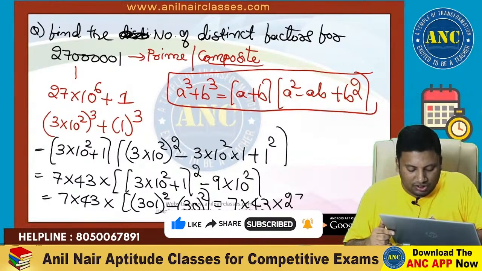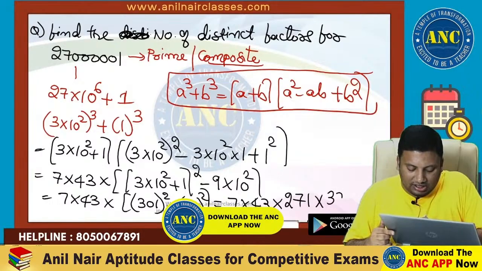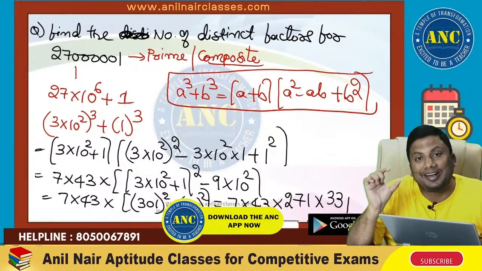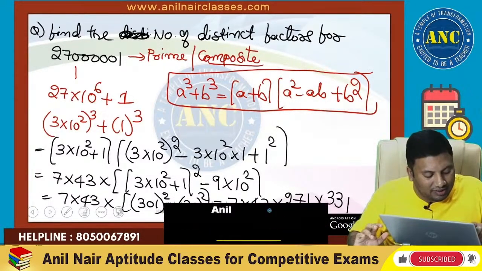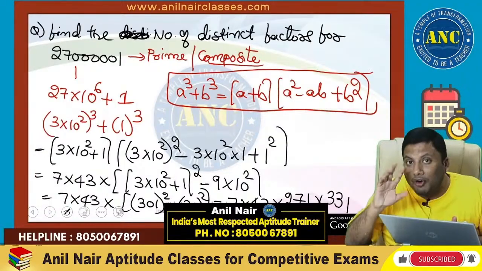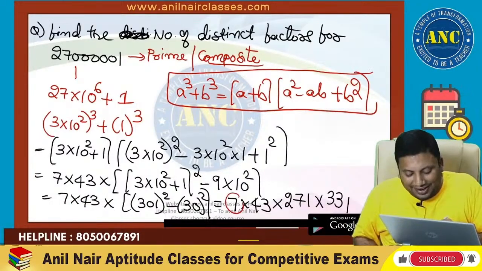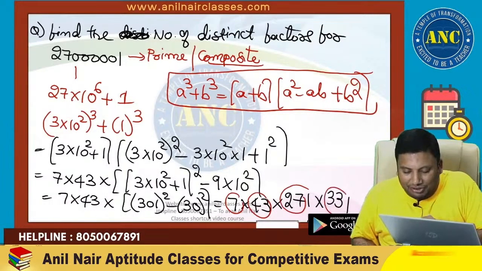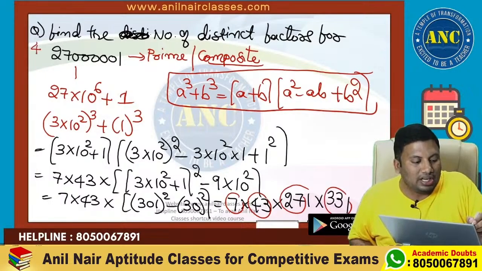So these 271 and next it is 331. 27 followed by 5 zeros ending with 1 is a product of 4 prime factors: 7, 43, 271, 331. Answer for this question is 4.